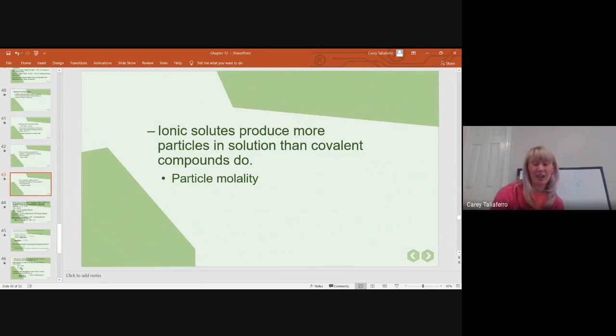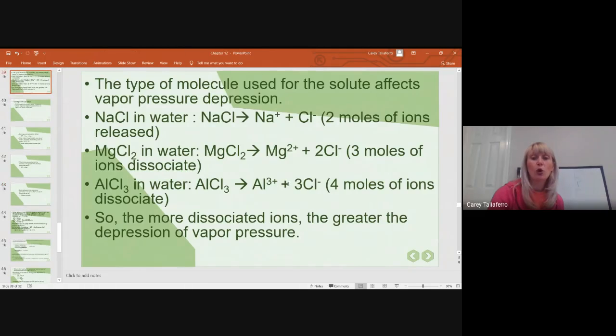So, ionic. We actually talked about this already. I just want to reiterate it. Ionic solutes produce more particles in solution than covalent compounds do. We're going to talk about particle molality, but we've actually already done that back in this slide. The whole idea is that you get more moles of ionic compounds because they dissociate into their separate ions.